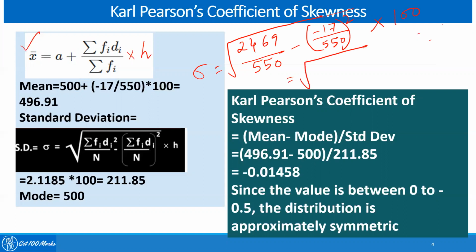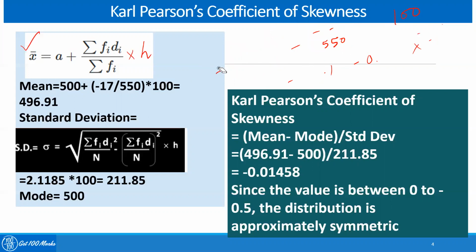If we calculate further, 2469 by 550 will come as 4.489. 17 by 550 whole square will give you 0.00095. Then we subtract and multiply by 100, and therefore we get the value as 2.1185 into 100. Therefore the standard deviation is coming as 211.85.